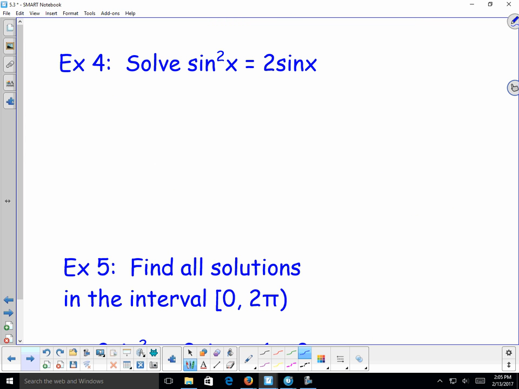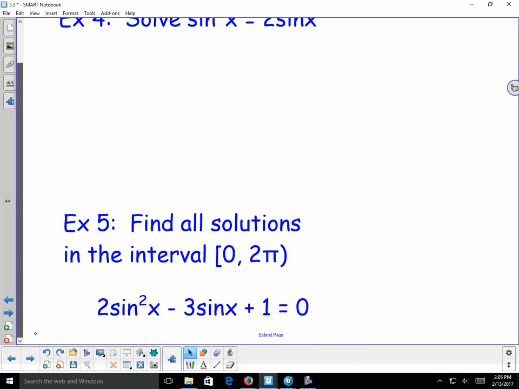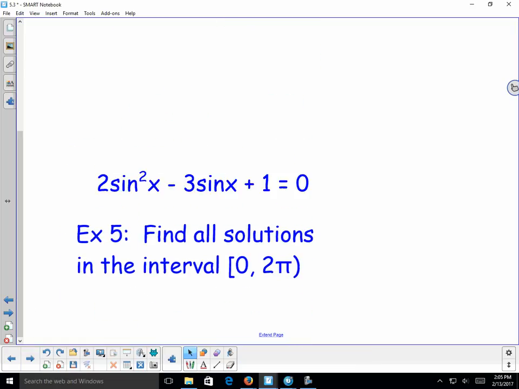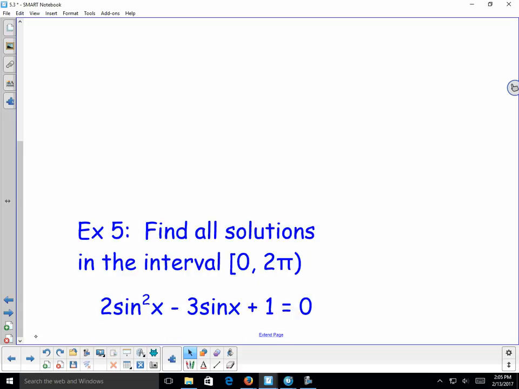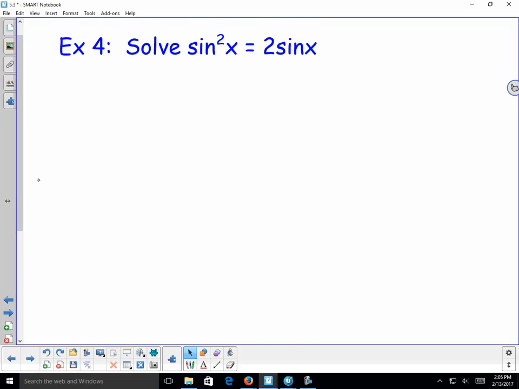For number 4, we are looking at solving sine squared x equals 2 sine x. Ideas on what to do here, Vincent? You can divide by 2. If we divide by 2, we'll end up with a fraction on the left. Dan? I was going to divide by sine x on both sides, so that way we can get just down to sine x on the left side.